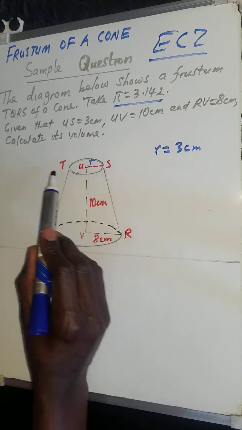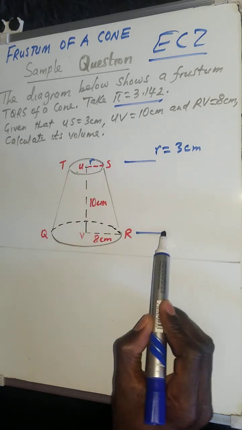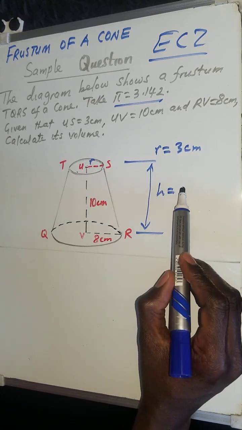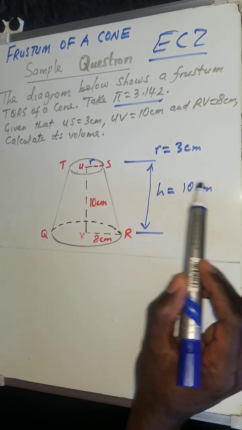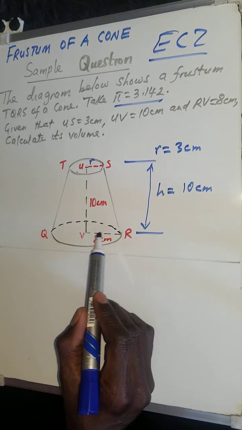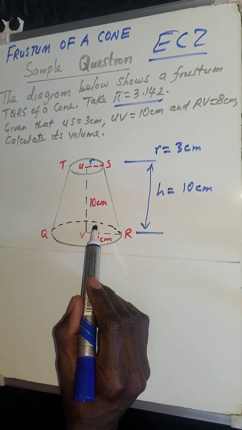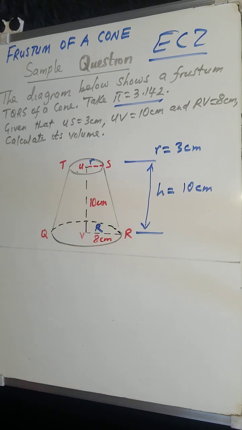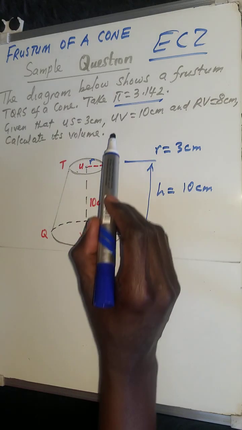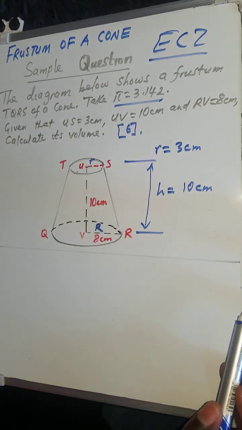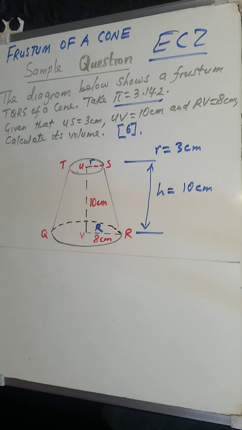And UV, the height of the frustum that they have given us, in this case is equal to 10 centimeters, and RV, meaning the radius of the bigger circle at the bottom, is equal to 8 centimeters. The question says calculate its volume, and that question will be carrying 6 marks in your exam. So how can you go about it?